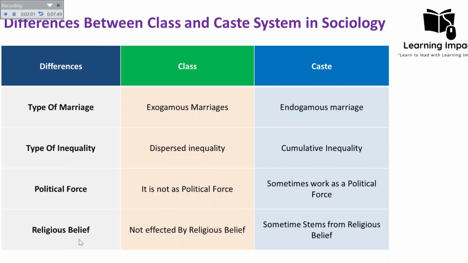And religious belief. In case of the class, it is not affected by religious belief. It is mostly associated with individual capabilities. As we discussed, it has an individualistic approach, so it is mostly free from religious beliefs. But in case of the caste, it sometimes stems from religious beliefs. For example, in India, the caste system is part of their religion. So it might have some roots in the religion, and as in traditional society, the religious beliefs are so strictly followed that they cannot be changed, and in that way it leads to forming a closed system.